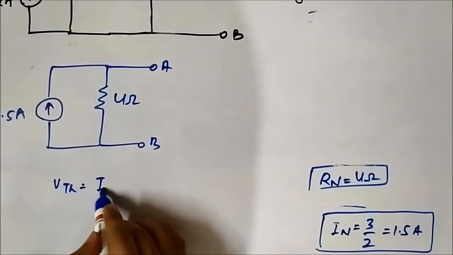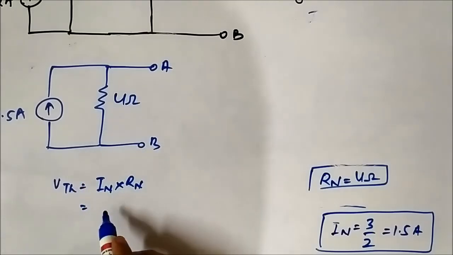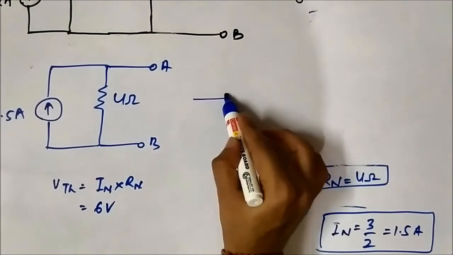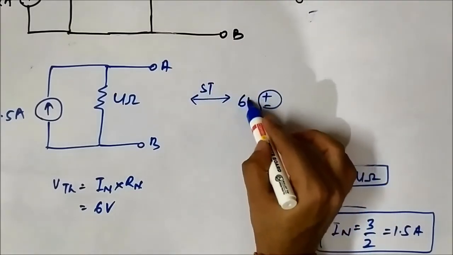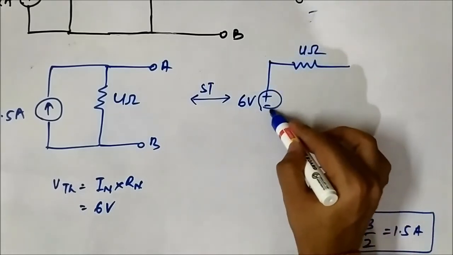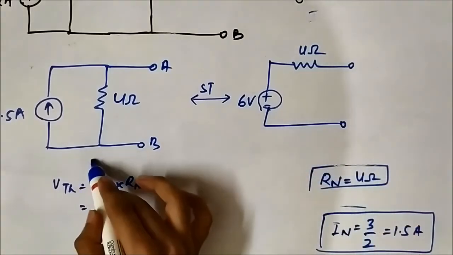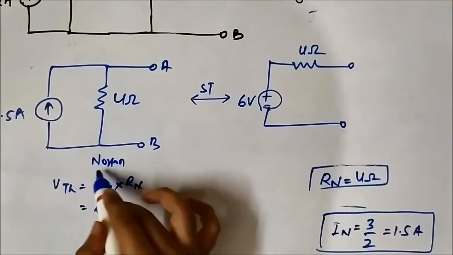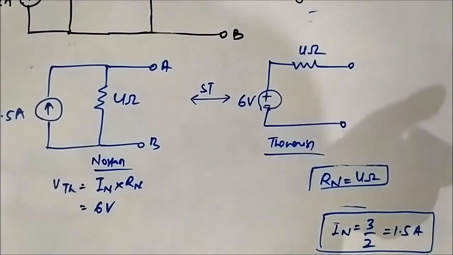Thevenin will be simply VTH is equal to IN into RN, which is equal to 1.5 into 4, which is 6 volt. So this is simply source transformation. Thevenin voltage is 6 volt and we will have the same 4 ohm in series. This is the Thevenin equivalent circuit, 6 volt in series with 4 ohm. So this is the Norton circuit, this is the Thevenin circuit, a simple application of source transformation.